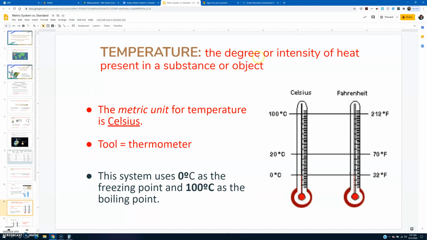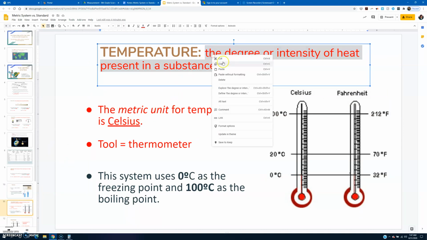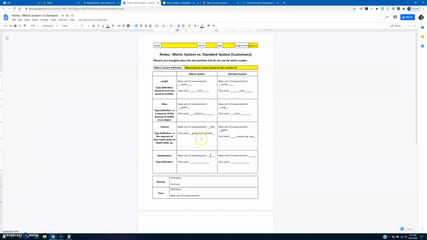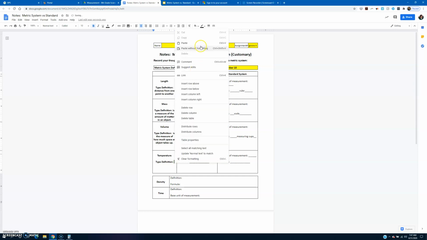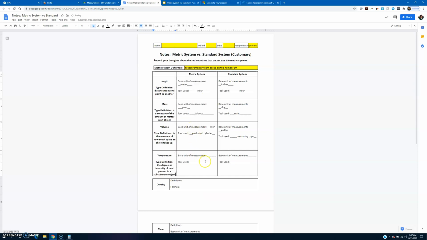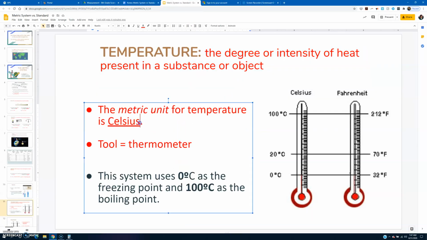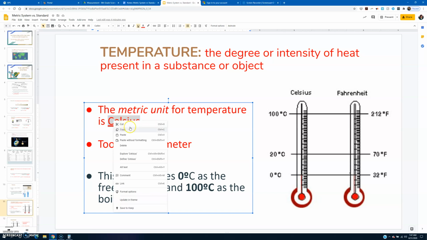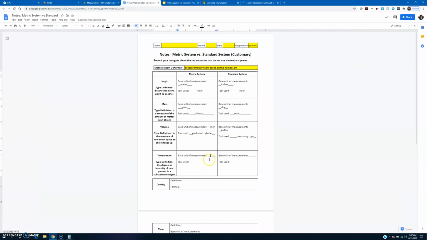Temperature, the basic is the measure of the degree or intensity of heat present. And again, we're going to paste without formatting. We're going to measure in metric. We're going to be using Celsius. Now Celsius is a guy, so they used his name to make the base unit of measurement here. The tool used, you guys know, is going to be a thermometer. We're using thermometers in both.